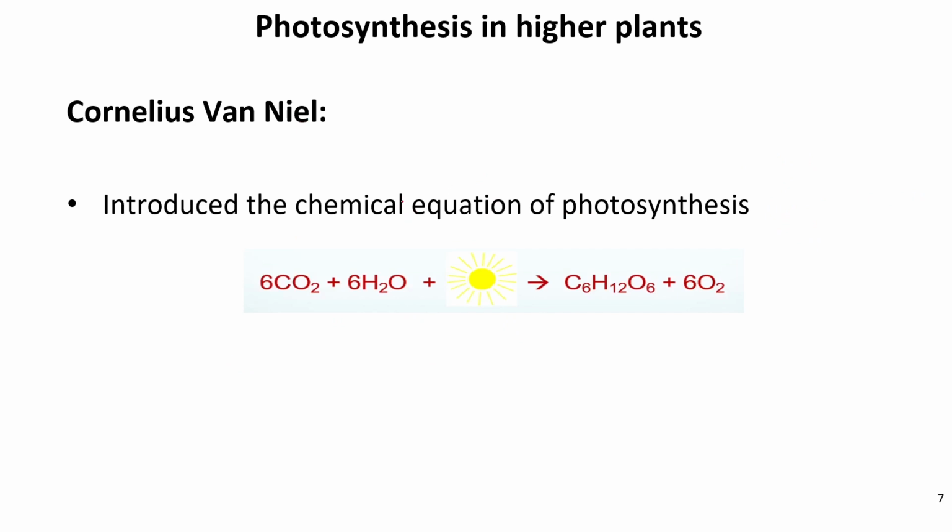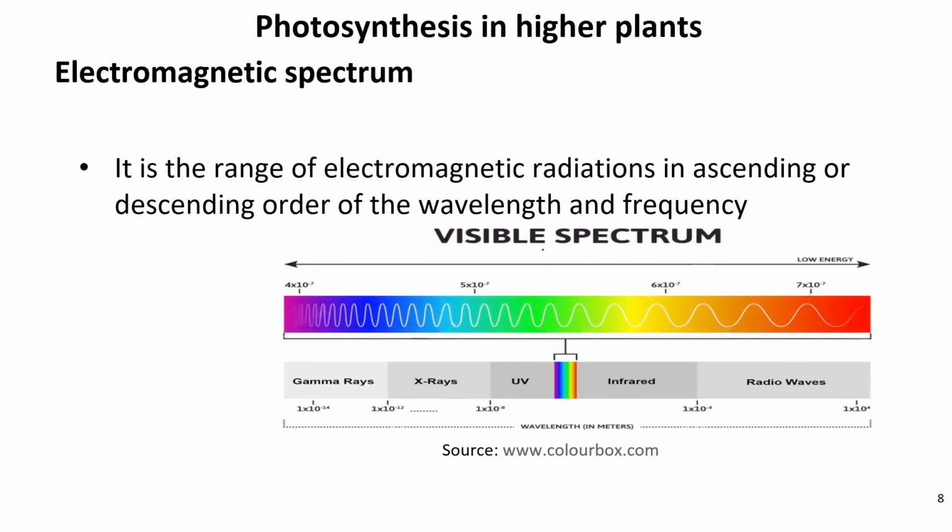And what else did he do? He introduced the chemical equation of photosynthesis, which is this: 6 carbon dioxide plus 6 water, in the presence of sunlight, forms a glucose molecule, and oxygen is released in the process.